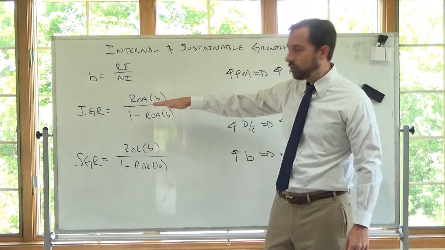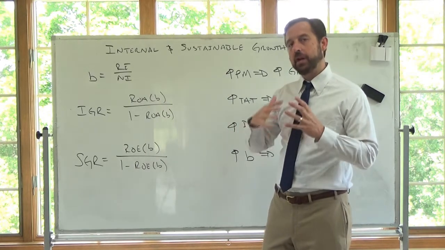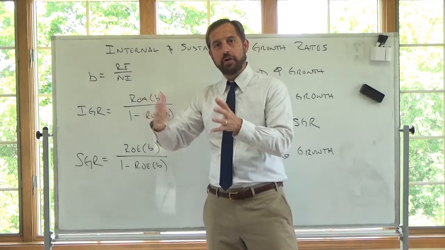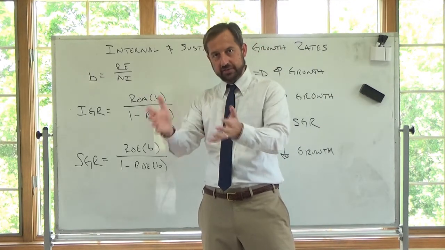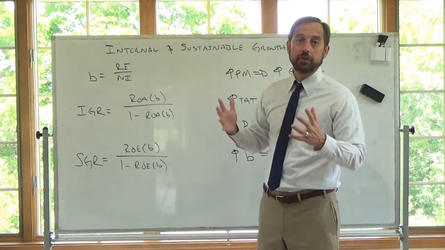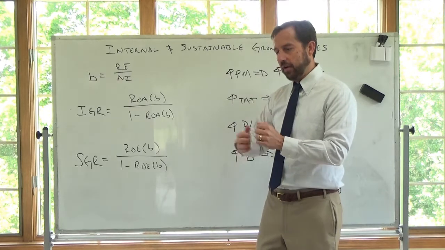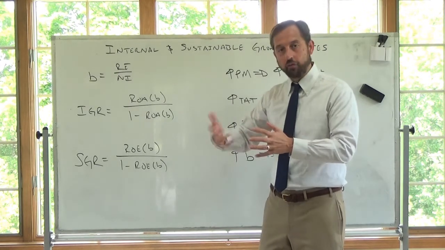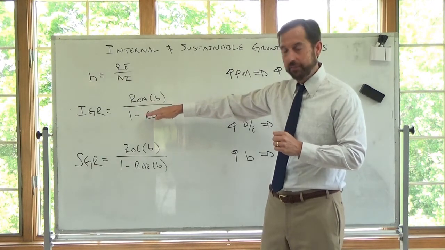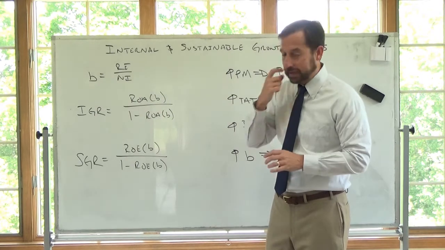So we have our internal growth rate. Now, what the internal growth rate is, is how fast we can grow our assets. When I say grow, I mean grow our assets, so you're looking at change in assets divided by assets. How fast we can grow our assets using only internal funds, meaning only retained earnings. So if we just rely on financing our growth via retained earnings, this is the maximum rate at which we can grow, right? So ROA times the plowback ratio divided by 1 minus ROA times the plowback ratio.